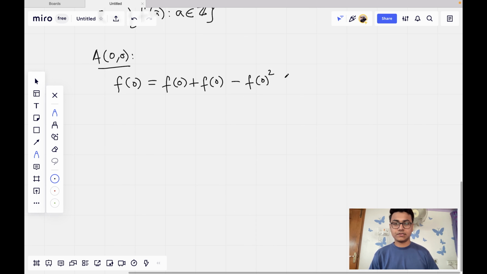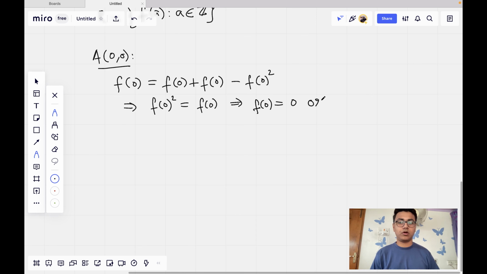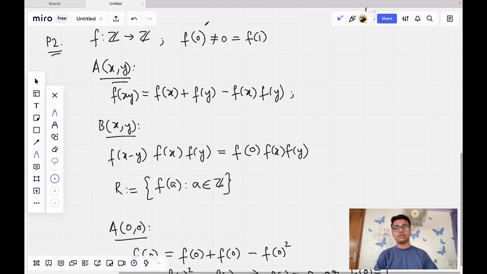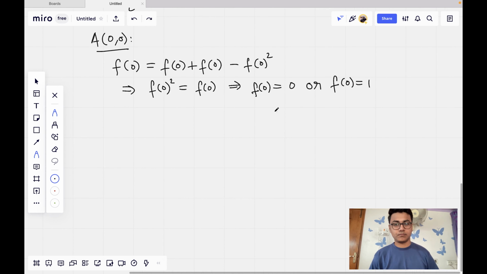So rearranging this gives us f of 0 squared is equal to f of 0. This just implies that f of 0 is either 0 or f of 0 is equal to 1. But remember that we have been told that f of 0 is not equal to 0. So f of 0 is equal to 1. This is the data that we will need. So f of 0 is equal to 1, right?